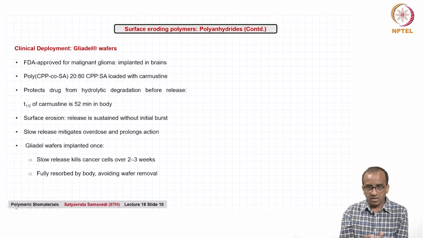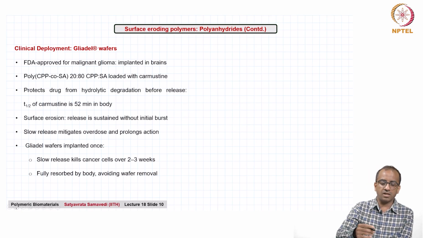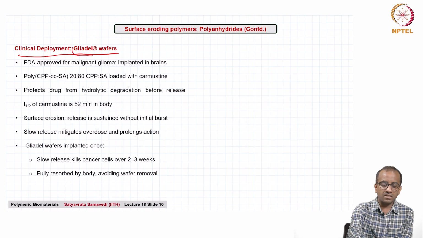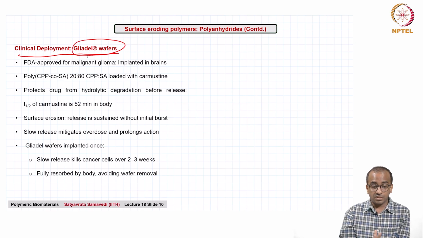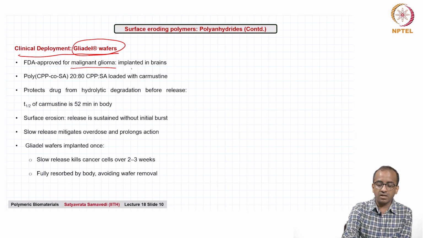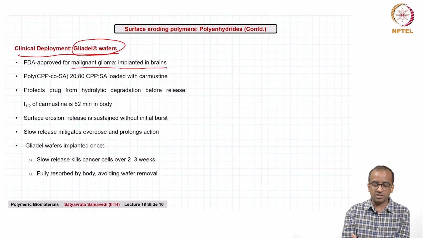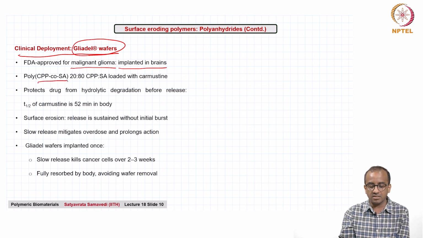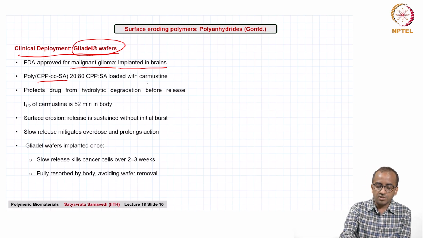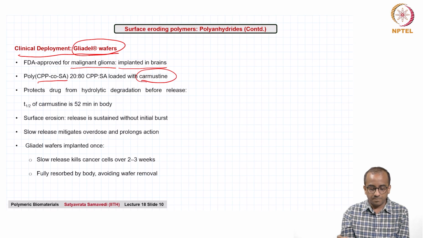So, the tunable degradability like we saw on the earlier slide ensures that you can get very specific types of release profiles of drugs which are embedded within these polymers. And one commercial clinical deployment of that happens to be these Gliadel wafers. This is FDA approved for malignant glioma and is implanted in the brains of patients. Essentially it is this copolymer that we saw on the previous slide, CPP and sebacic acid 20:80, loaded with this particular drug, carmustine.